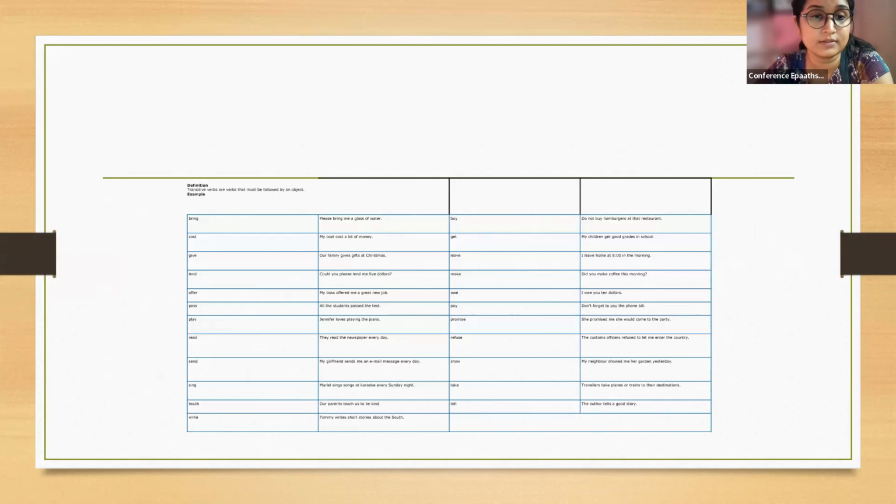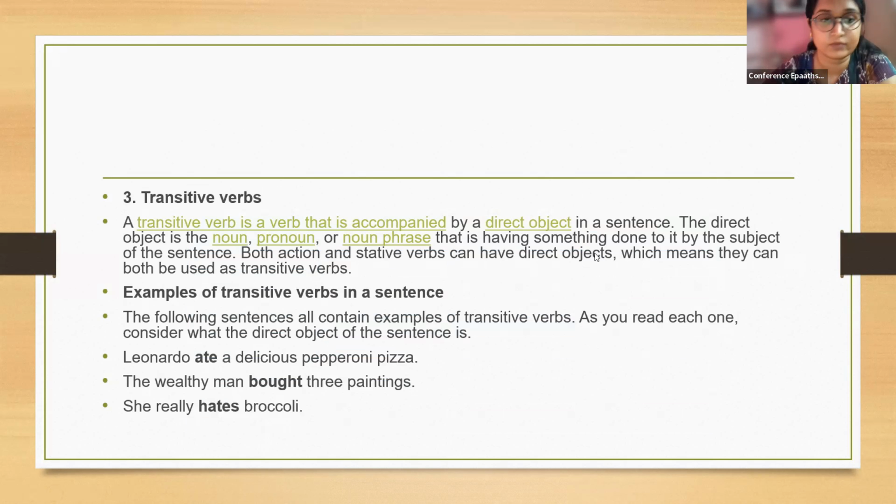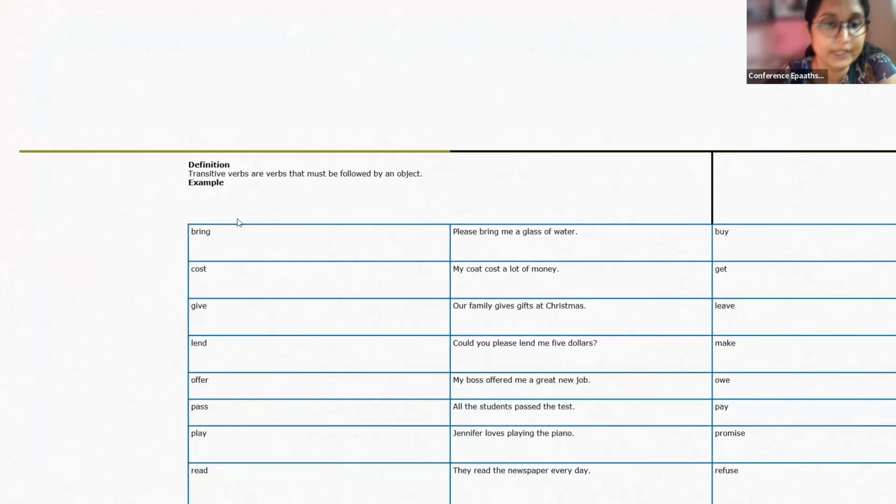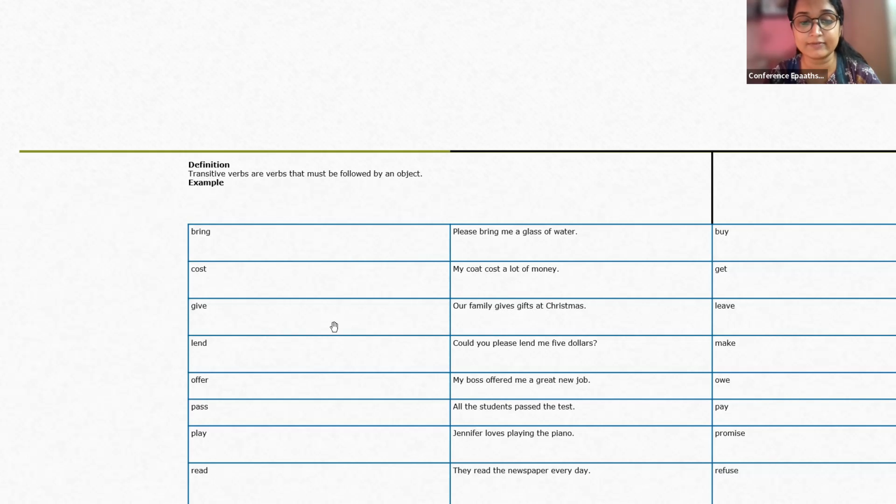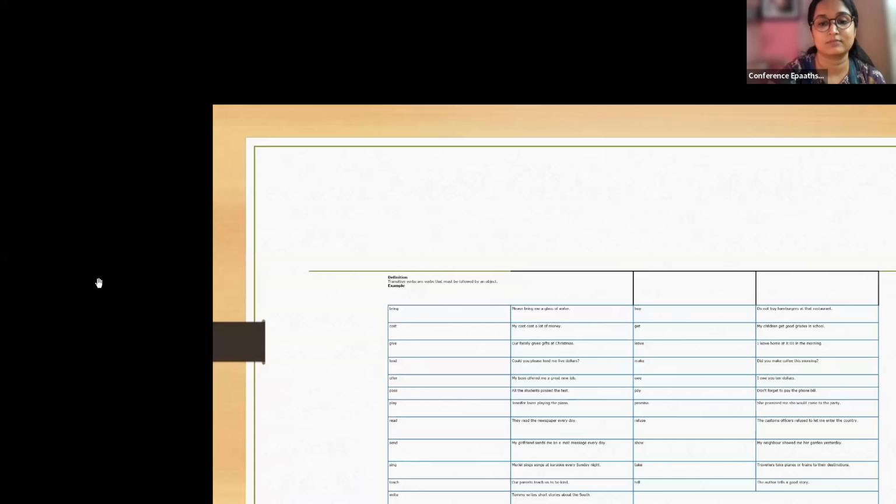So now there are some examples of transitive verbs. I've given a list. Suppose bring. Now you can make any sentence with bring, like please bring me a glass of water. Now what is the object here? Glass of water. Cost: my coat cost a lot of money. Now what is the object? Lot of money. Now give: our family gives gifts at Christmas. What is the object here? Gifts. So you can see every verb has an object. So you can call them transitive verbs.